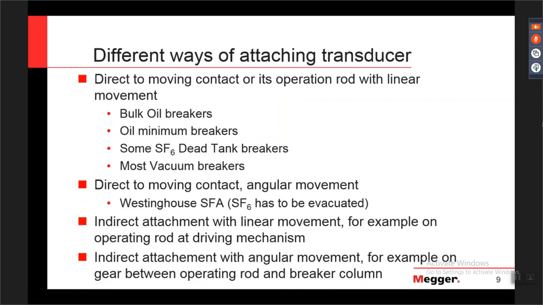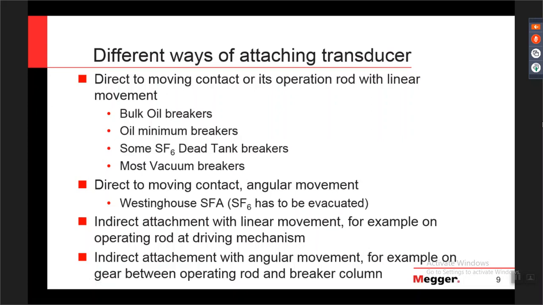So we go on here. Now I will go into more practically how to do this and different methods of travel motion measurement. So, different ways to attach the transducer.